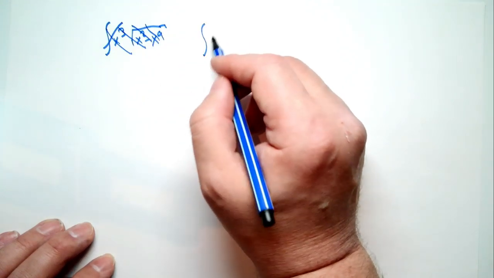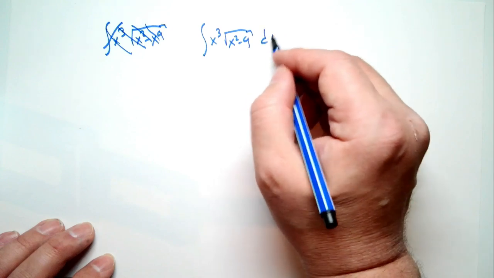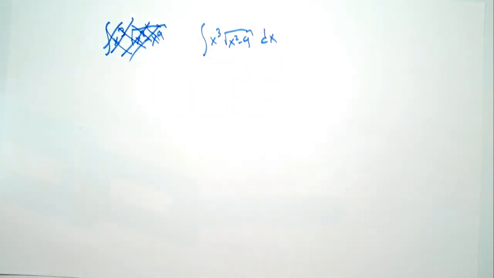Okay, so the integral of x cubed times the square root of x squared minus 9? Yes. Okay. All right, how would you do this one? It's not going to be a circle, because the circle would have to have 9 minus x squared, not x squared minus 9. So it's not a circle. All right, so rule that out. It's not on our list yet. What can we do? We can do substitution.